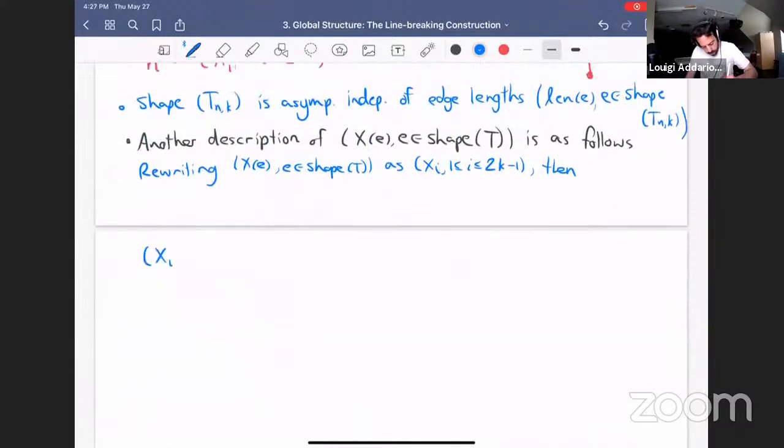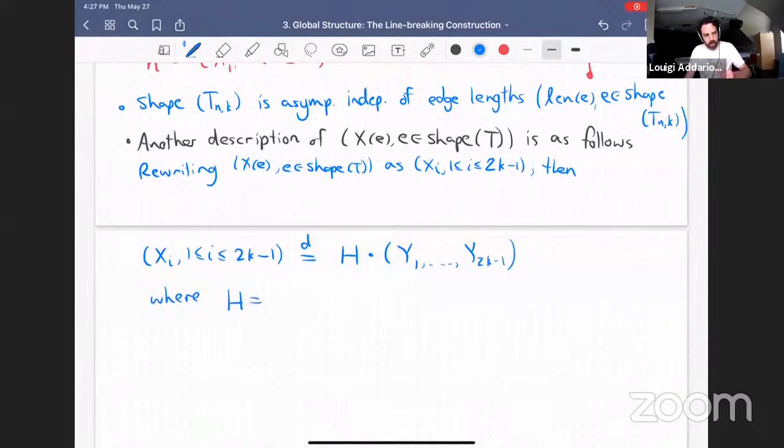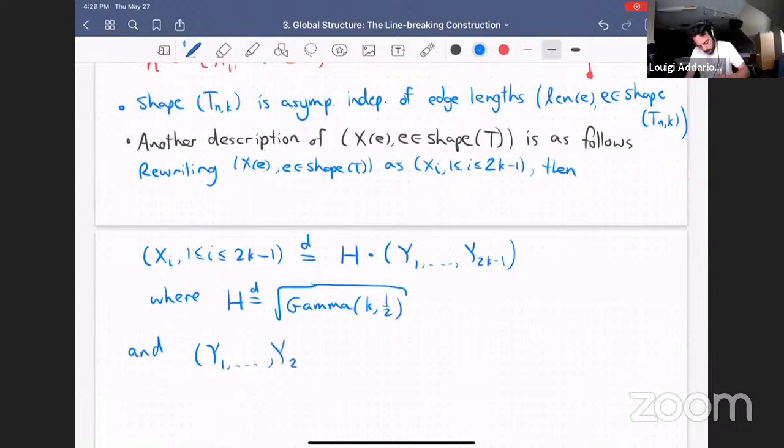we have the following description of the joint distribution. This is distributed as some value h times y_1 up to y_{2k-1}, where h is distributed as the square root of a gamma(k, 1/2), and the vector of y's is a Dirichlet random vector.